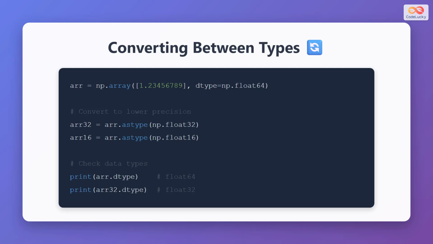You can easily convert between different float types using the astype method. Start with an array in float64. To convert to lower precision, call the astype method with np.float32 or np.float16 as the argument. You can verify the conversion by checking the dtype attribute of each array. Remember that converting from higher to lower precision may result in loss of accuracy, and this conversion cannot be reversed to restore the original precision. Always consider whether the precision trade-off is acceptable for your application before converting.